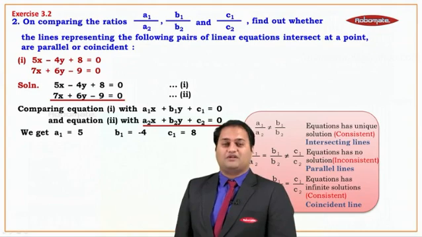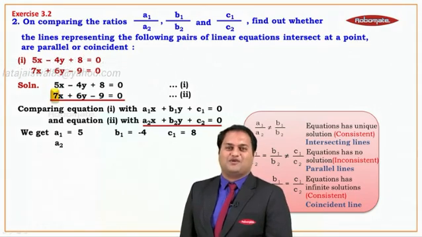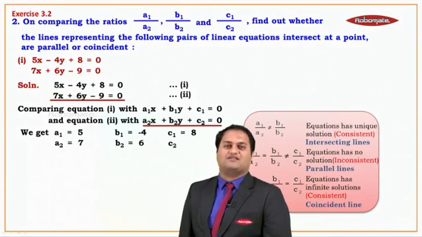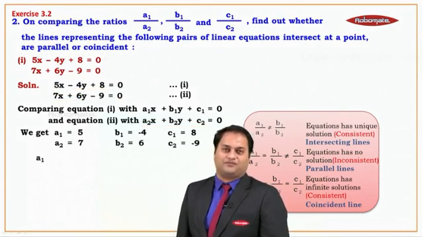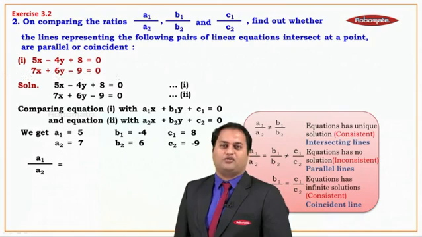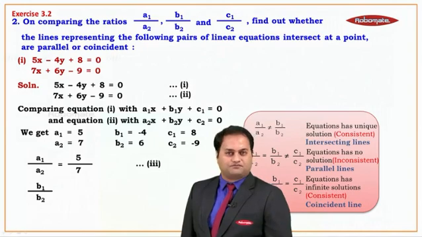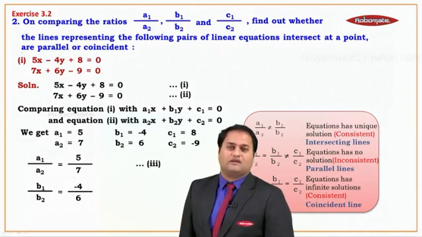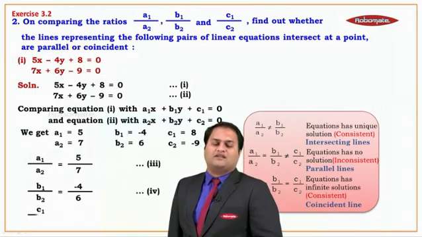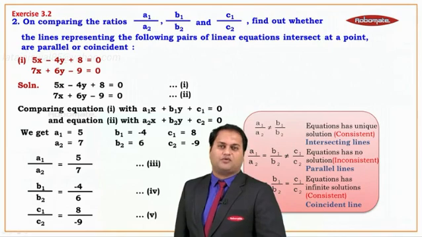Now compare the second equation and get the values of A2, B2 and C2. How much is A2? A2 is equal to 7, right? B2 is equal to 6, the coefficient of y, and C2 is equal to minus 9, the constant term. Once you get A1, B1, C1, A2, B2, C2 as given in the question, let us find the ratios. A1 upon A2 will give you 5 upon 7. B1 upon B2 will give you minus 4 upon 6. You can simplify it if you want. Number these equations as 3 and 4. And C1 upon C2 will give you 8 upon minus 9. Let this be equation number 5.